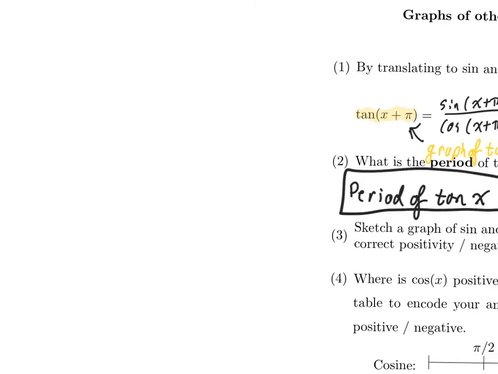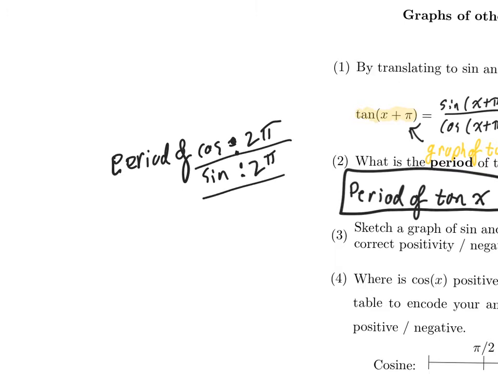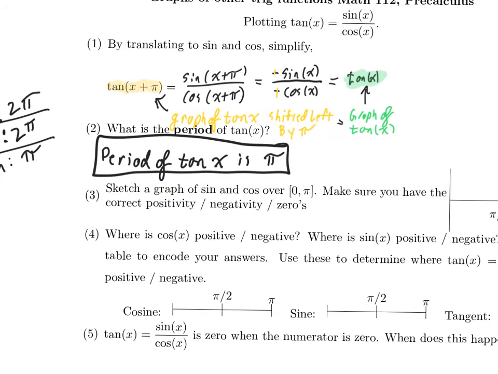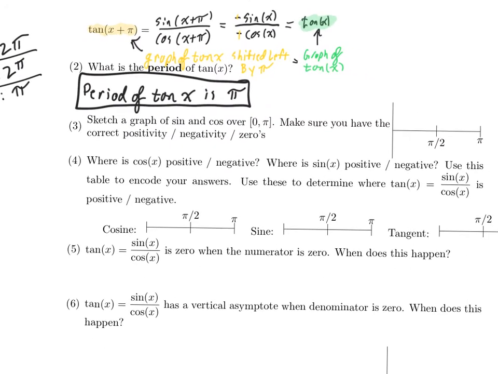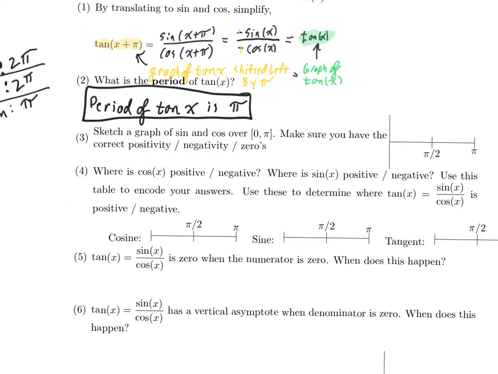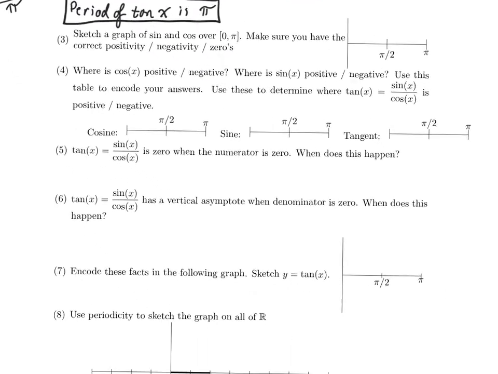And just for the sake of comparison, let's remember the period of cosine is 2 pi. Of sine is 2 pi. Of tangent, apparently, is pi. Nice. So what does that mean? That means that if I can figure out what the graph of tangent looks like from 0 to pi, then I'll know what the graph of tangent looks like everywhere.